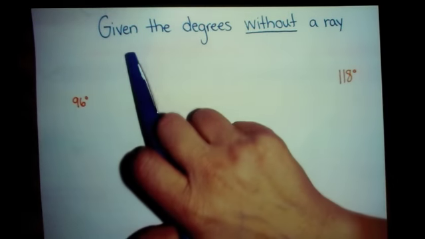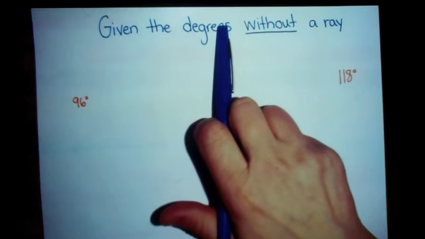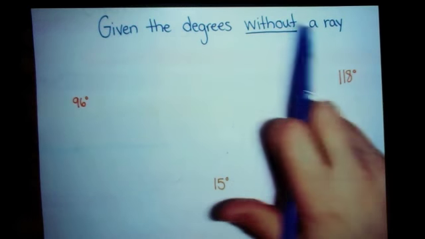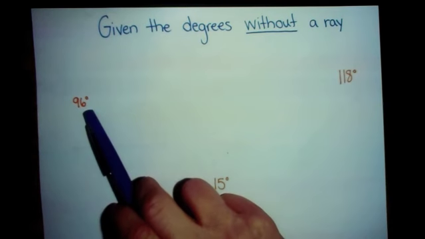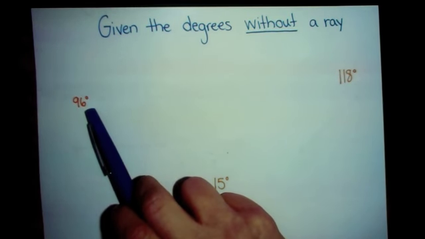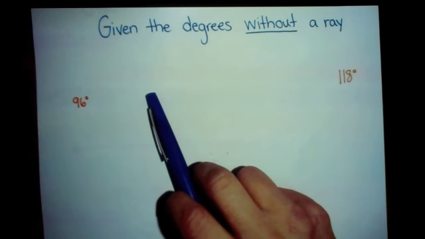This section, we're going to draw an angle given the degrees without a ray. So what that means is we're going to be given the degrees that we have to draw our angle, which for this example is going to be 96 degrees. But we don't have anything else here to help us draw the angle.